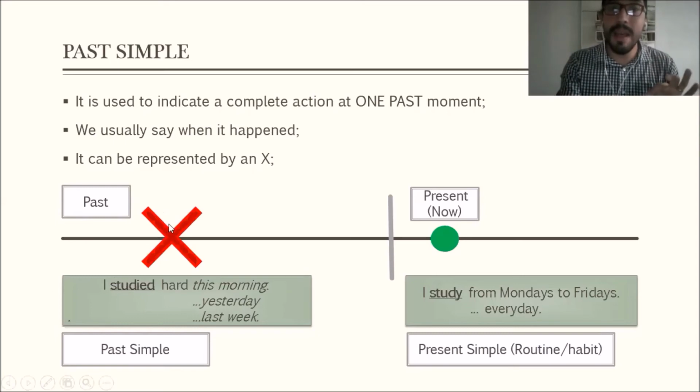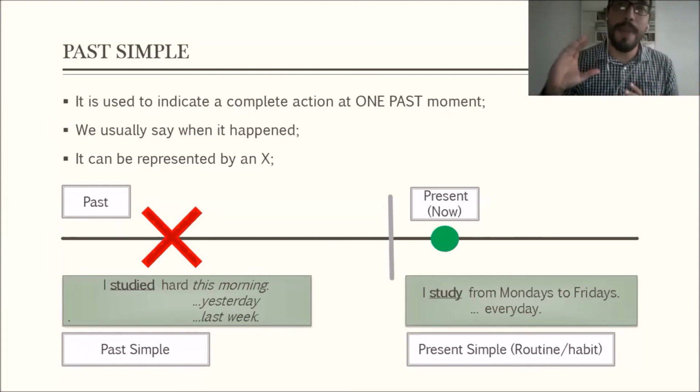So that's the point in time, this morning. I studied. I'm not emphasizing the duration of the action, but I'm just communicating that I studied. It's over. It's finished. That is the simple past. You can tell when that happened. I studied hard this morning, or I studied hard yesterday, or even I studied hard last week, okay? So it's over, it's finished.